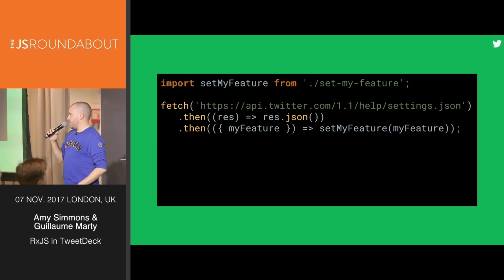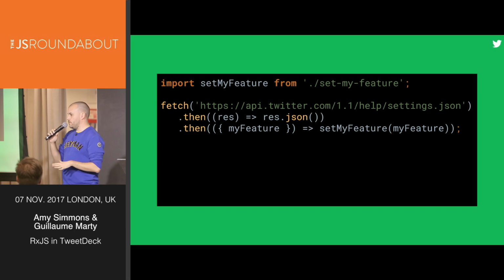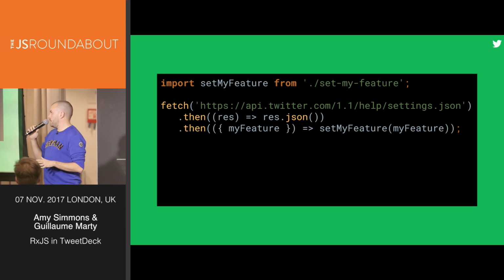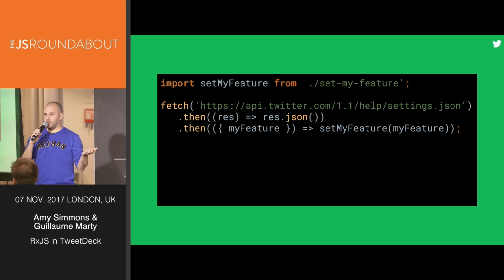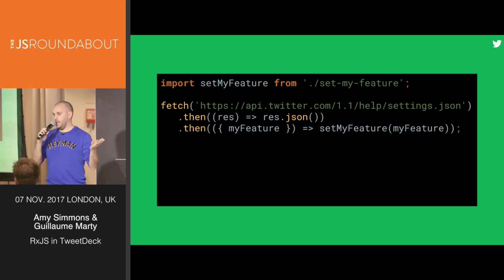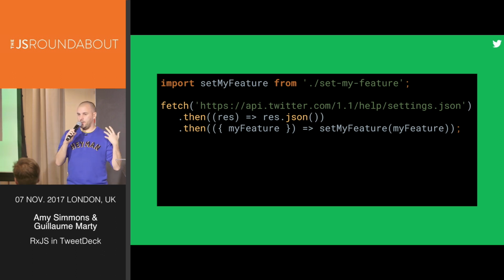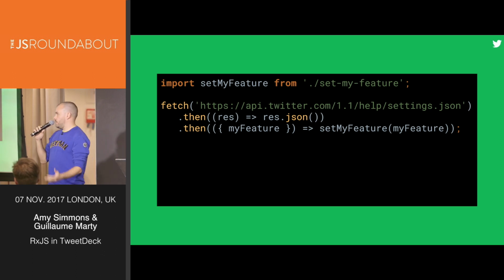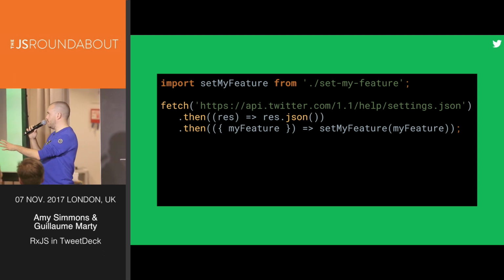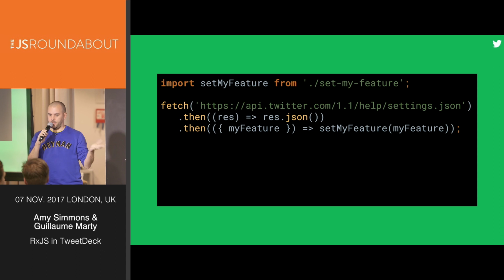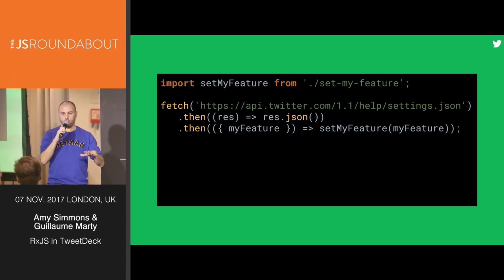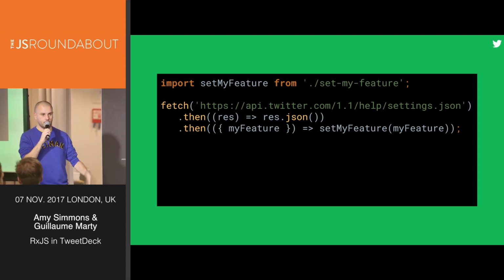So this is very simple pseudocode of the way we would do that without RxJS. We import a function called setMyFeature that is going to activate or deactivate the feature. Then we make a call to the API endpoint with fetch that returns JSON. Then from the JSON feed, we just pick specifically the feature you're interested in. And so let's say my feature is associated with a Boolean. Then you just pass this Boolean to the setMyFeature function to enable or disable this particular feature.